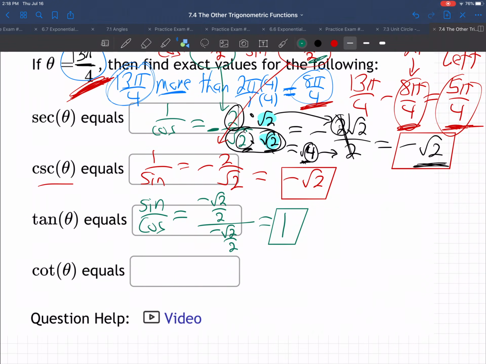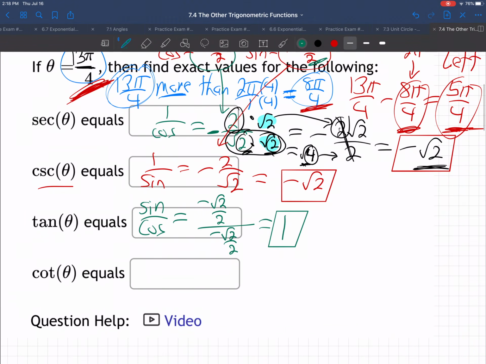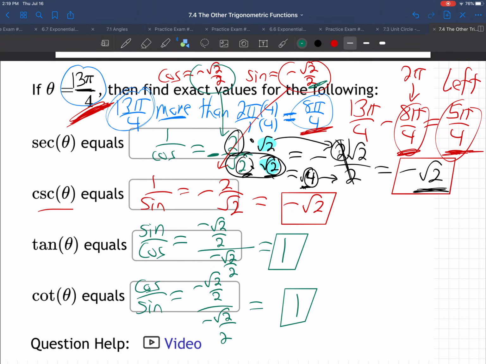Now what's cotangent? Well, cotangent is upside down. If we go back down here, cotangent is upside down of tangent, so it's cosine over sine. Cosine over sine. So it's negative root 2 over 2 over negative root 2 over 2. So it also is 1. Like that. So there we go. We found all the trig functions, all the ones other than sine and cosine, by starting with sine and cosine.